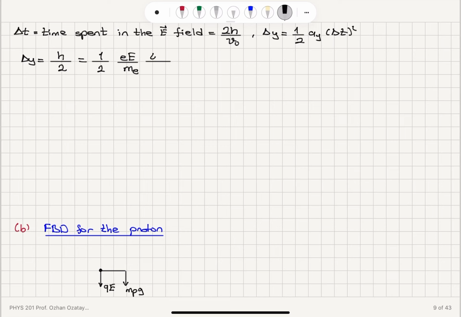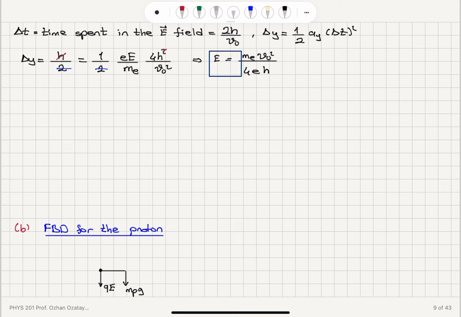So the square is 4h squared divided by v0 squared. Now you can see that the 2's will cancel, and I will also get rid of one of the h's here. So I will find the electric field to be the mass of the electron times the initial speed squared, divided by 4 times the electron charge times h, the distance between the plates.